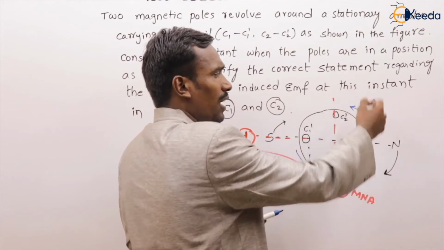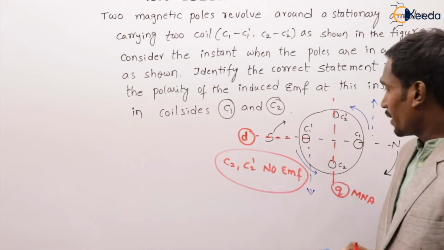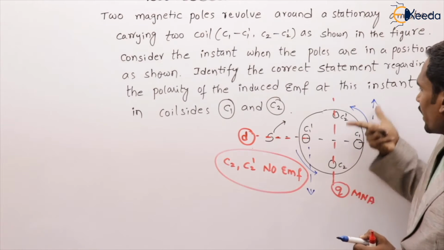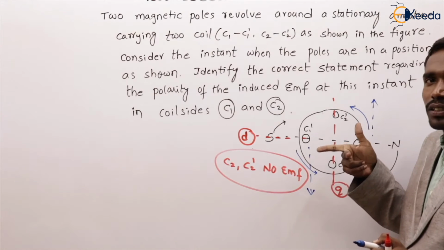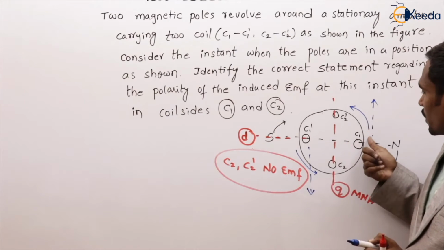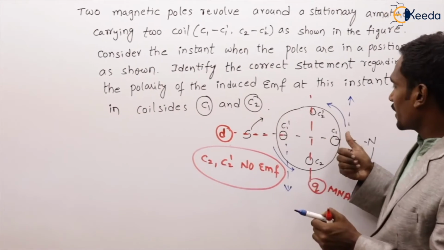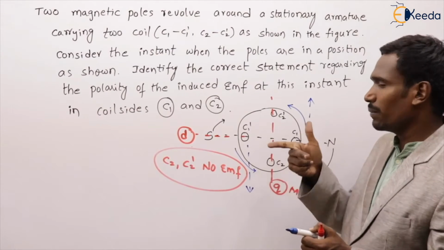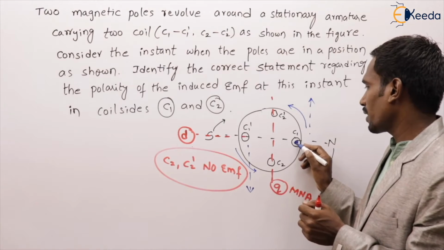Here the conductor is upward and the flux is always north to south, right? This is my flux direction, this is my conductor direction, and this is my EMF direction. When the rotor is rotating like this, the conductor is upwards, the flux direction is north to south, then the EMF is outwards, nothing but dots.